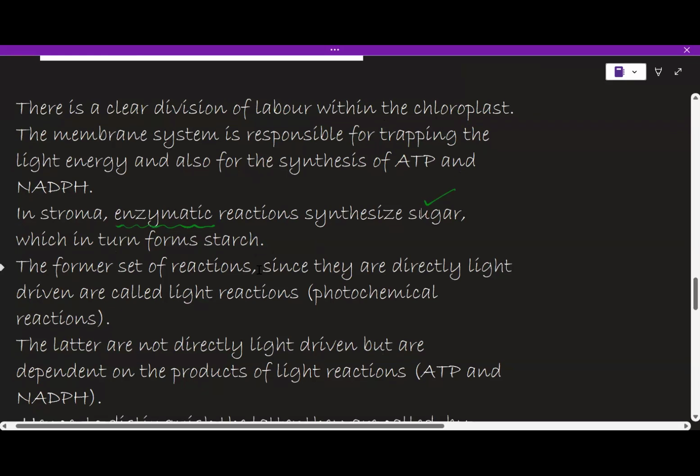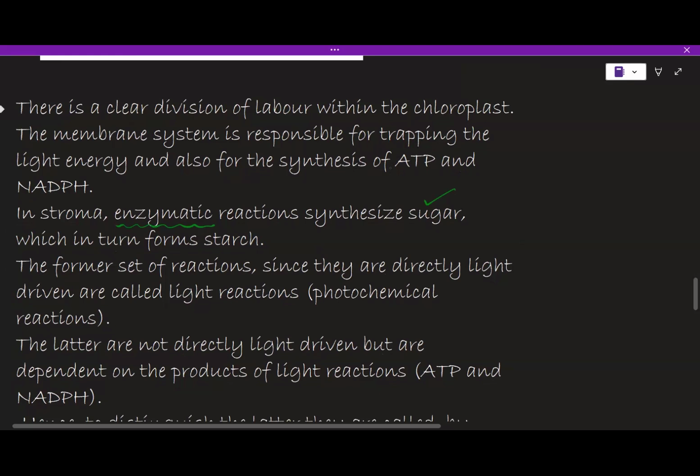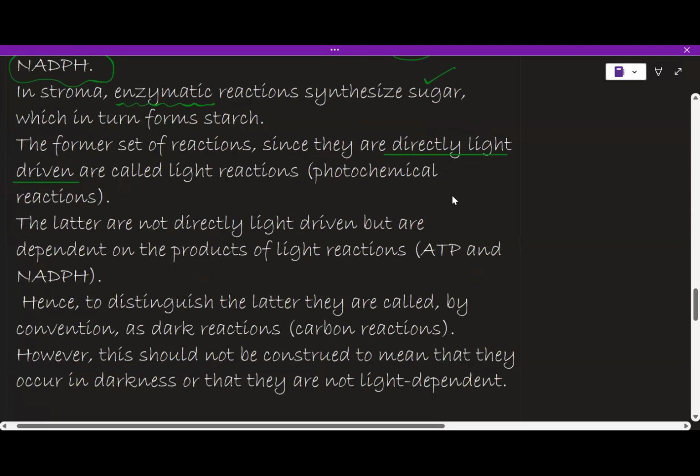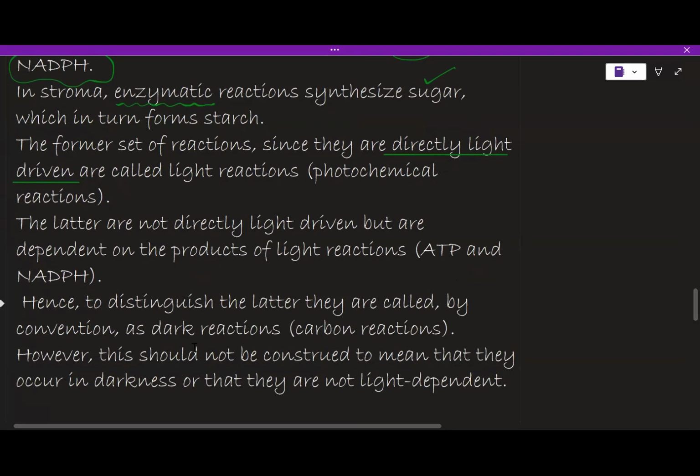The former set of reactions that form the ATP molecule and the NADPH molecule are called the light reaction. Why? Because they are directly driven by light. That is why we are calling them light reactions, or the photochemical reactions. This is clear, students? This part about the light reaction? Okay, very good.